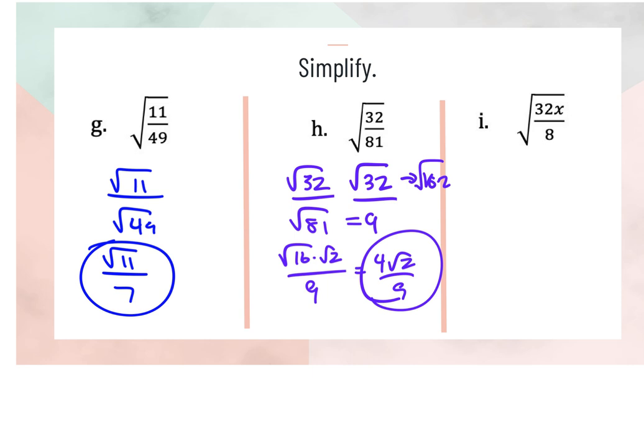Last one, before I even do anything, I want to take 32 divided by 8, because that's just going to be 4x. Square root of 4 times square root of x, that will just be 2 square root of x.